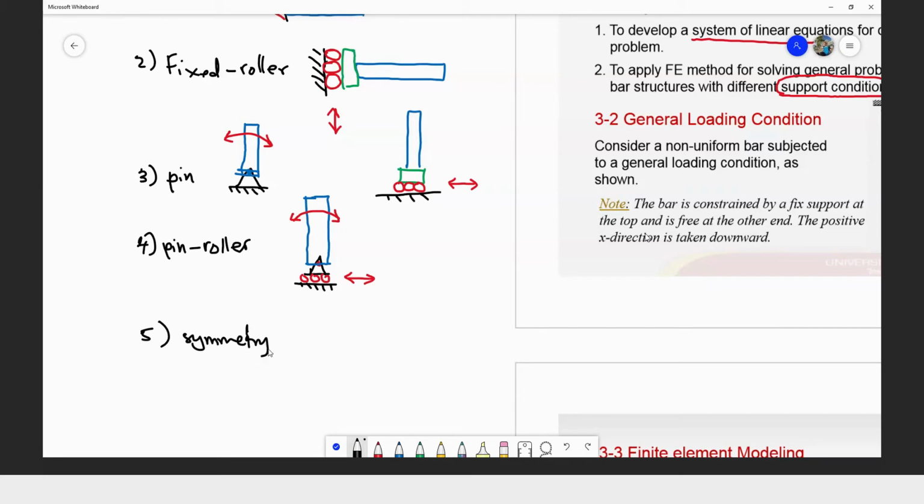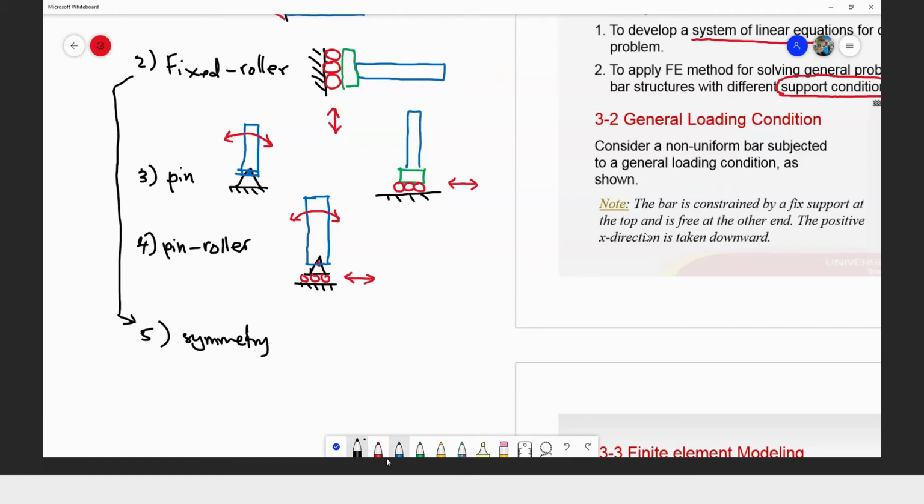So when our structure's geometry is perfectly symmetry, the load is perfectly symmetry as well, and dia punya support condition yang lain-lain pun symmetry, then kita boleh modelkan half of it ataupun quarter of the structures only, instead of kita modelkan keseluruhannya, and then we apply the symmetry support condition, which is on the symmetry punya plane we apply the fixed roller to represent the symmetry boundary condition.